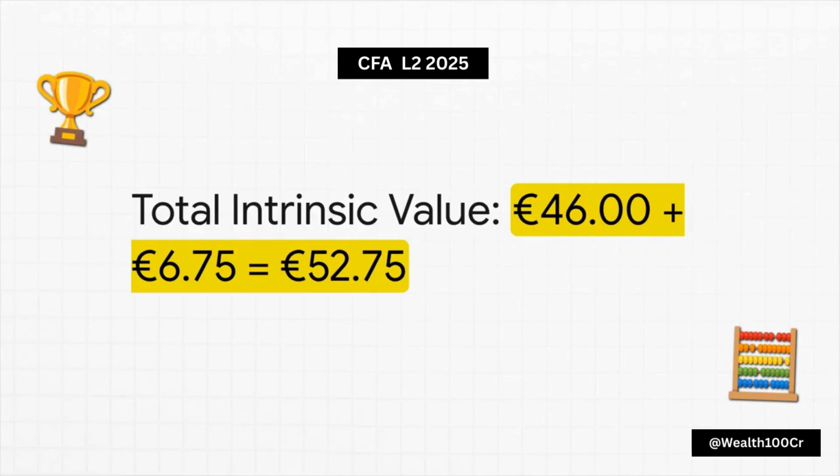And now for the easy part. You just add the two pieces together. The 46 base value plus the 6.75 growth premium gives us our total intrinsic value, 52.75. See how powerful that is? You're valuing both the company's stable future and the high growth journey it takes to get there. It's a much more complete picture.